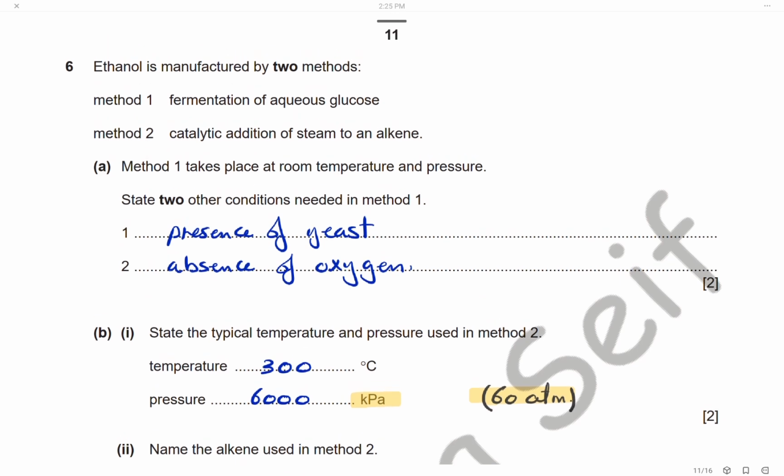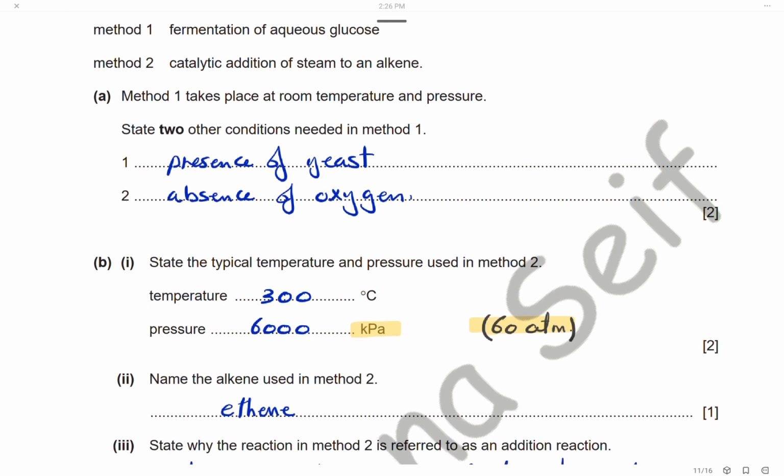Method 1 is fermentation of glucose, so we need the presence of yeast because yeast contains the enzymes which catalyze the reaction. And of course, we need anaerobic conditions for the yeast, so we need absence of oxygen, or we can write anaerobic condition, at a temperature like 30 to 37 because this is the optimum temperature for the enzymes.